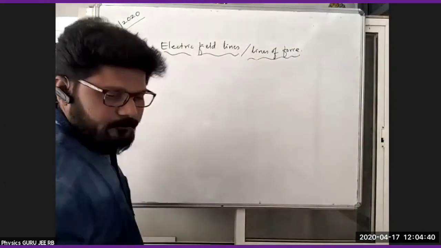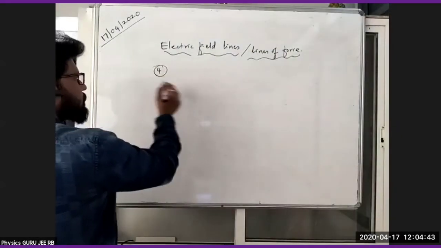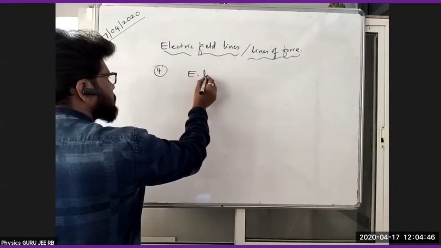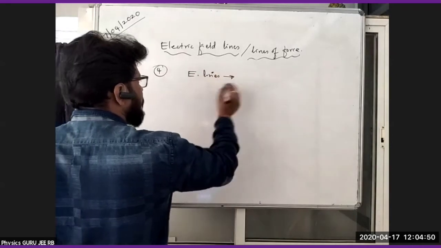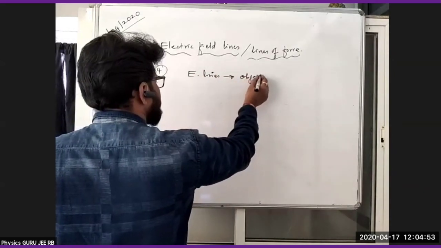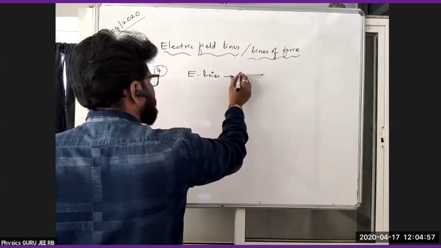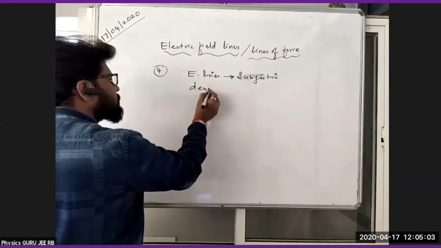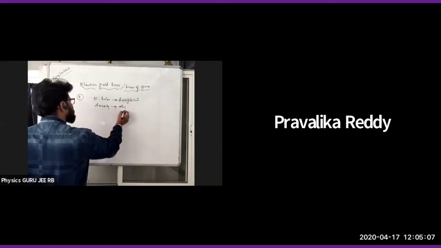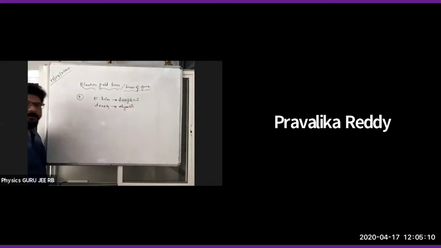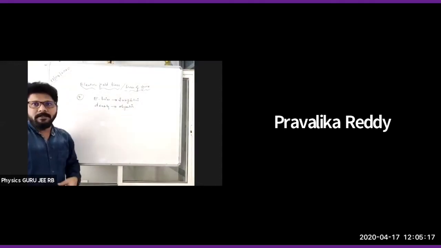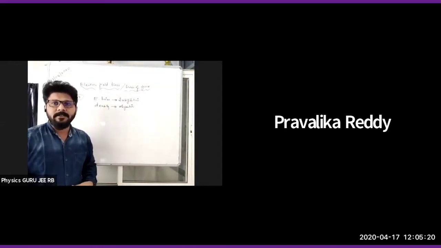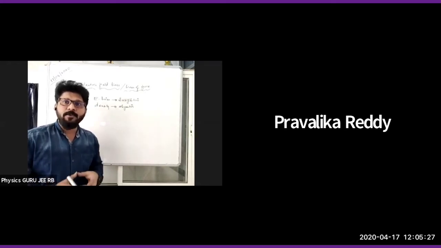Fourth property. See, electric lines are subjective, nothing but subjective, and density is objective. So what is the meaning of subjective and objective? First thing I'm saying is that electric lines are subjective and density is objective. Electric line subjective means we are giving the definition of it. It's nothing but imaginary lines which show the free path traveled by a unit positive test charge.